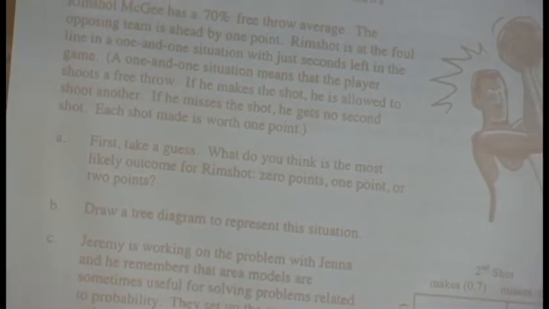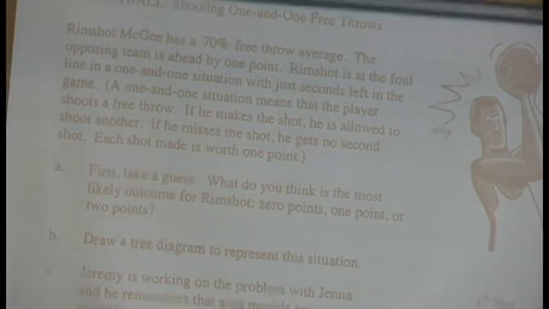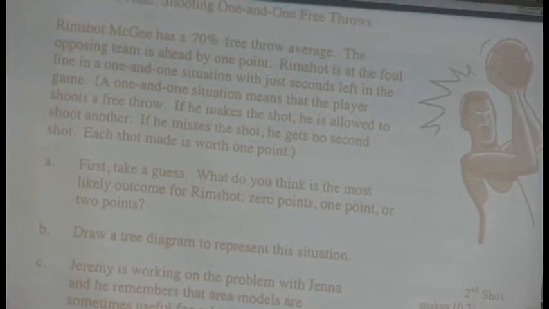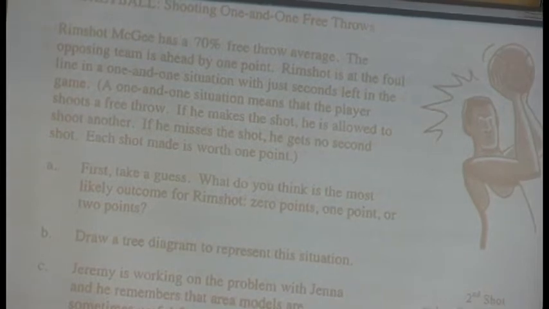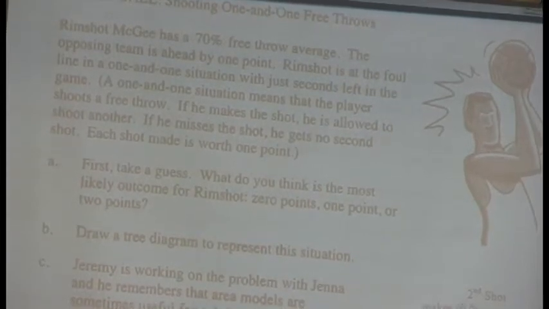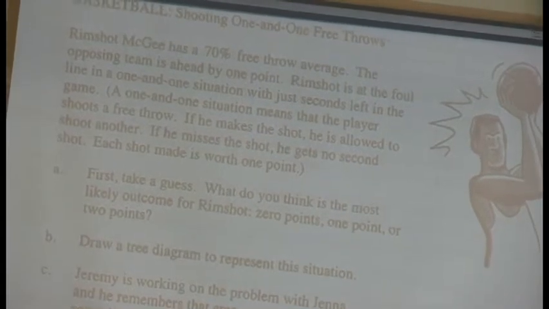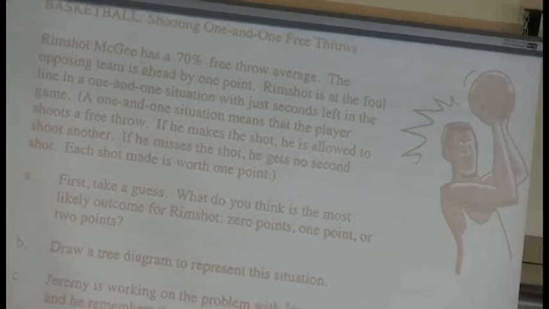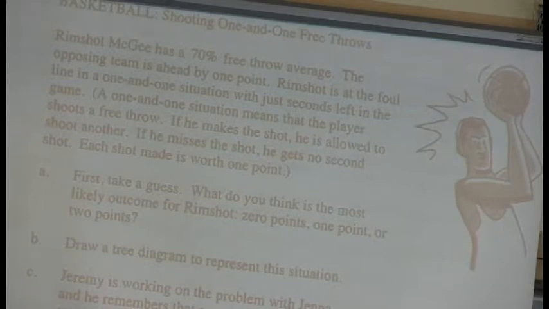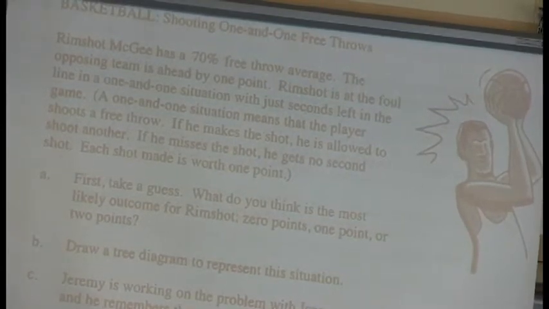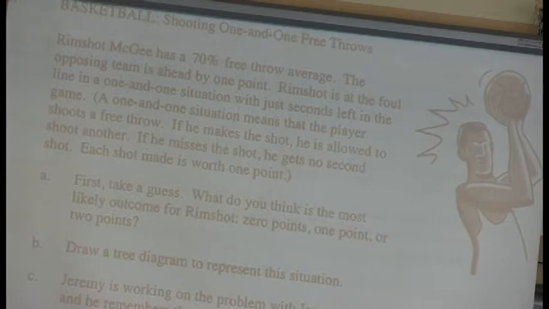The opposing team is ahead by 1 point. Rimshot is at the foul line in a one-on-one situation with just seconds left in the game. A one-on-one situation means that the player shoots a free throw. If he makes the shot, he gets another one, but if he misses, you don't get another chance, okay? And each free throw is worth 1 point. That's for those of you who are not basketball fans and have no idea what we're talking about.